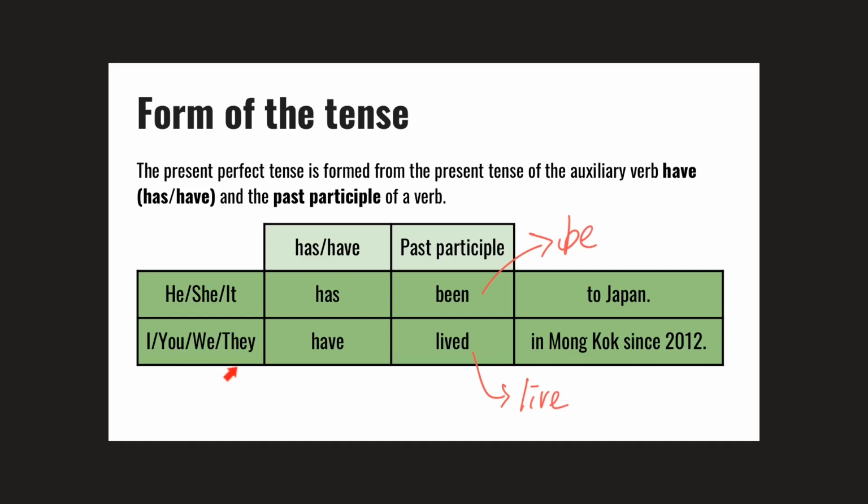So when we're using I, you, we, they, we use have, and then we pair it with the past participle form of the verb live, which is lived. So in example 1, he has been to Japan. In example 2, I have lived in Mongkok since 2012. So depending on different pronouns, we use different auxiliary verbs, has or have, all right? And then the verb must be in its past participle form.